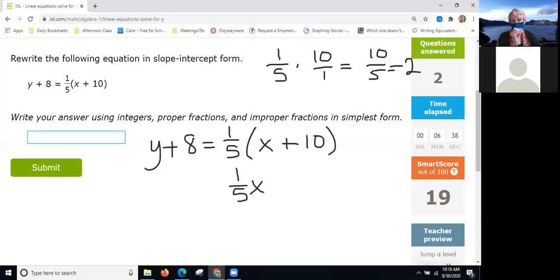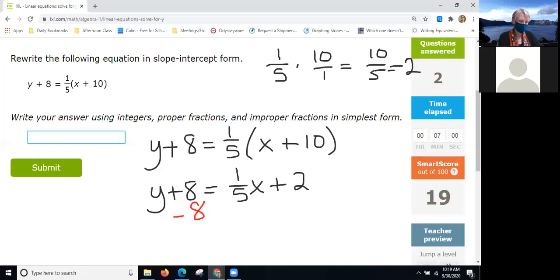And so you can multiply times the top number, divide by the bottom number. That's how all fractions work when you're multiplying. But since the top number is only a 1, you could just in your head go 10 divided by 5 is 2. And then don't get so excited about that you type that in, because we still have to move the 8.